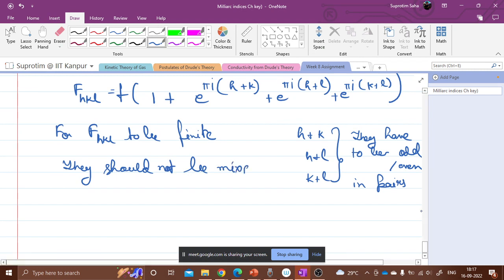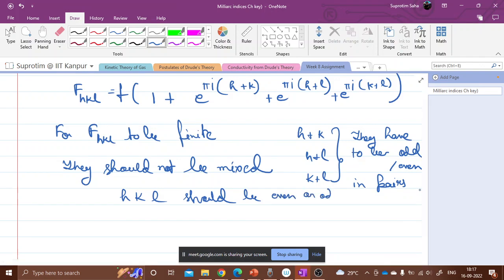If you combine all this, h and k individually have to be even or odd, h and l individually have to be even or odd, and k and l individually have to be even or odd in pairs. So HKL should be all even or all odd.